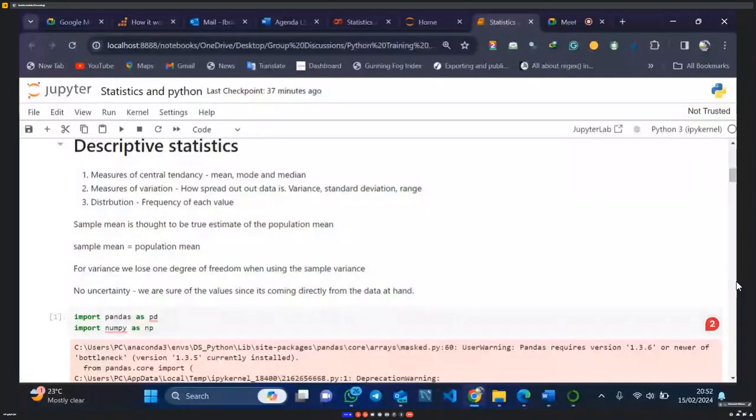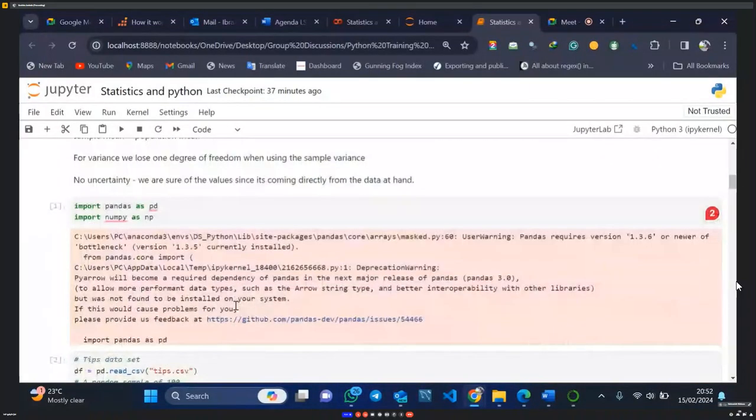Then we have just said, for variance, we lose a degree of freedom when using the sample variance. That is where the n-1 comes in. Oh, I'm just hoping that I'm explaining the right things, because I'm reading, thinking, and explaining. So, yeah, I think so.